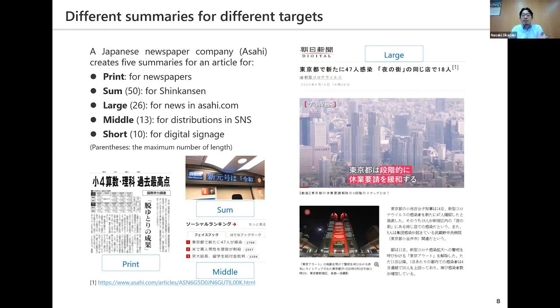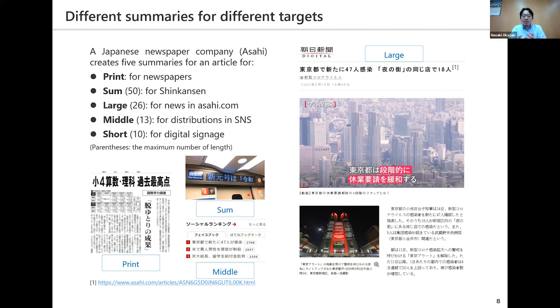Here, I want to explain the motivation for why we need to generate headlines automatically and to control output length. This slide shows how a Japanese newspaper company creates headlines. They create 5 kinds of summaries for an article at most. The first one, print, is used for the newspaper as shown here. They do not have a strict rule about the length of the headline in the newspaper, but the desired length is up to the layout of the paper. The second one, thumb, was used for the digital signage in trains, or more specifically, the Super Express in Japan.